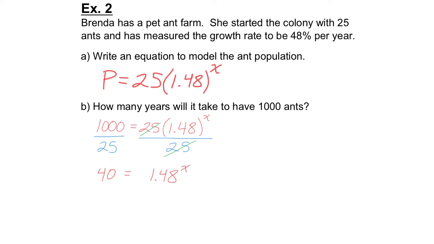Now remember my strategy here. I need to take the log of both sides, move that exponent down, so I end up with log 40 equals x times log 1.48.